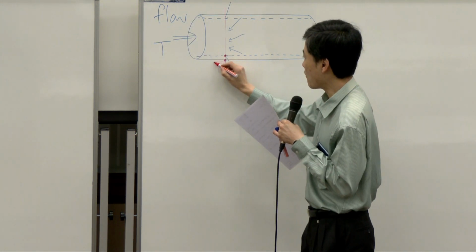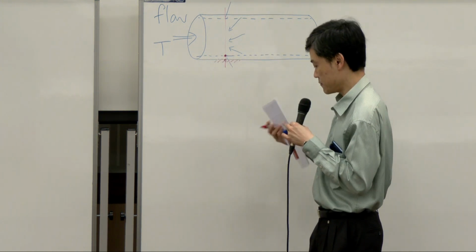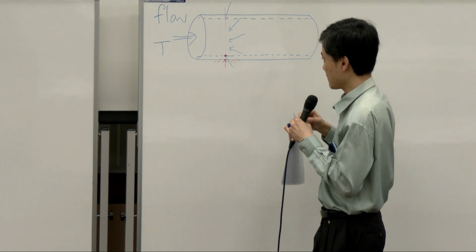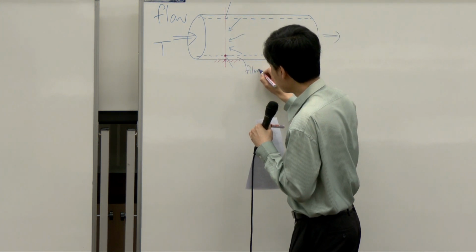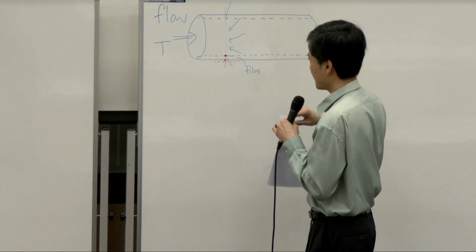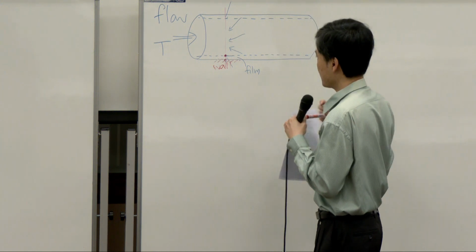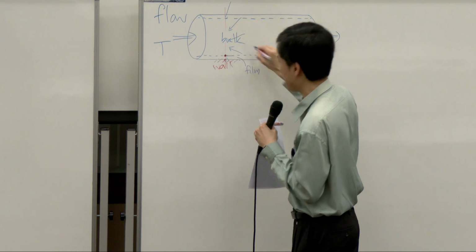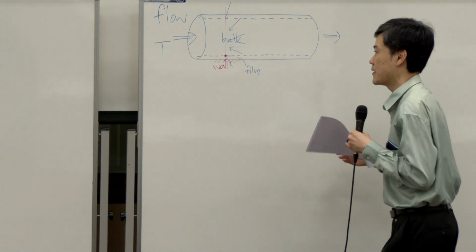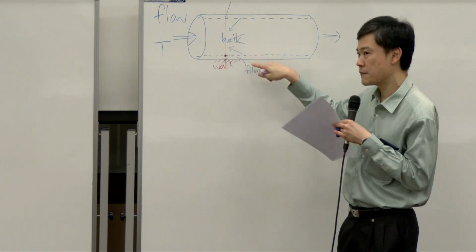So this is my wall. This is the wall. And this is the foam. This part is the foam. This is the wall. And inside here, this is considered bulk. Okay? So somehow I have to calculate heat transfer through this foam.